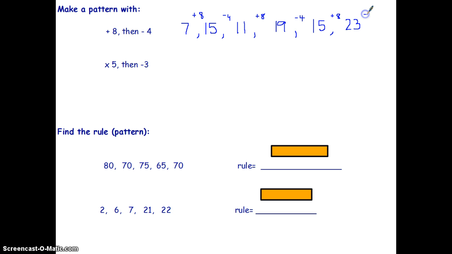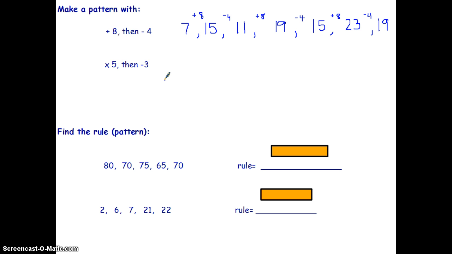And then I'm going to do a subtract 4. 23 minus 4 gives me my next number in the pattern, which would be 19. All right, so now you've seen how this pattern is done with plus 8 minus 4. At the conclusion of the video, you'll have an assignment to create a pattern with times 5, then subtract 3. So your job is to come up with 6 numbers in a pattern that would follow the rule of times 5 minus 3.